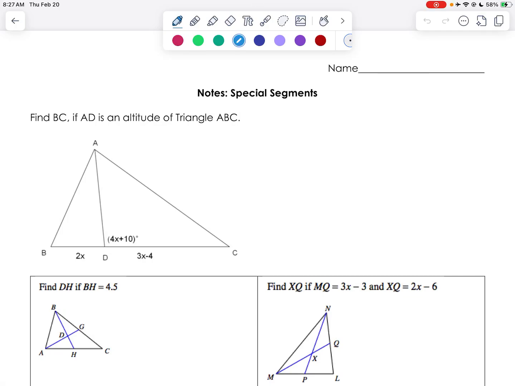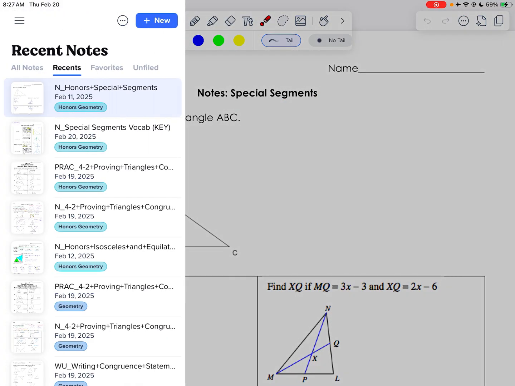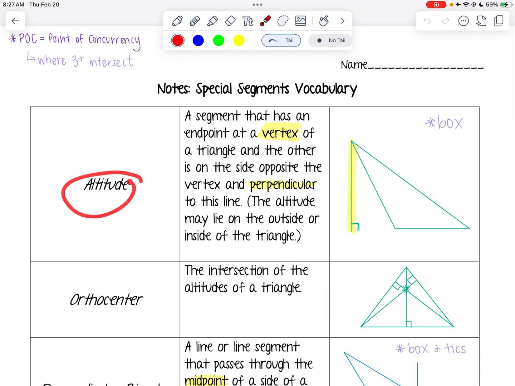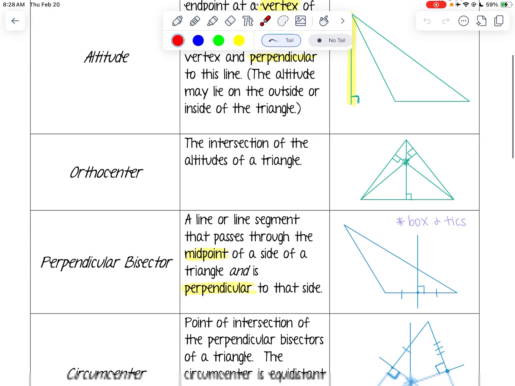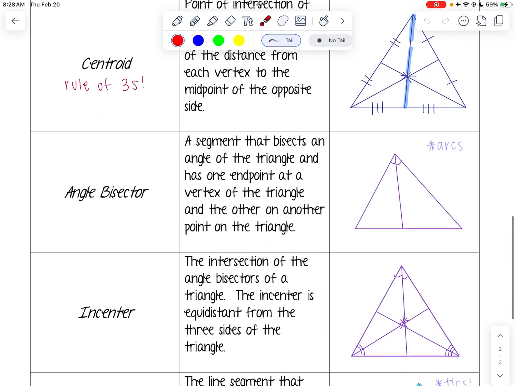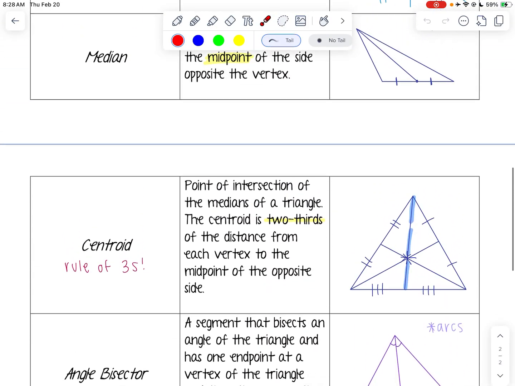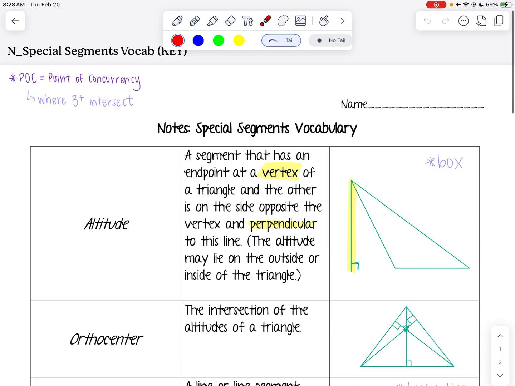It's Ms. Bauer here, and today we're going to continue talking about special segments within triangles. Now, the video from the other day was all about the vocabulary. So taking a look at altitudes, how that's your height, there's always a box there because it's perpendicular. Today we're going to talk about how do you solve with these things, and it really boils down to, do you know your vocabulary?